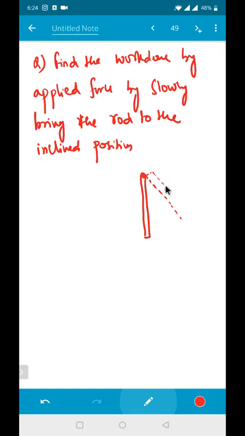When I'm using the word slowly, it means acceleration is almost 0. So this theta is equal to 60 degrees. Length is equal to 1 meter. Mass of this rod is equal to 5 kg. And you are applying the force on this and bringing it like this. So this is your applied force. Find the work done by the applied force by slowly bringing the rod to the inclined position. So that is the given question.